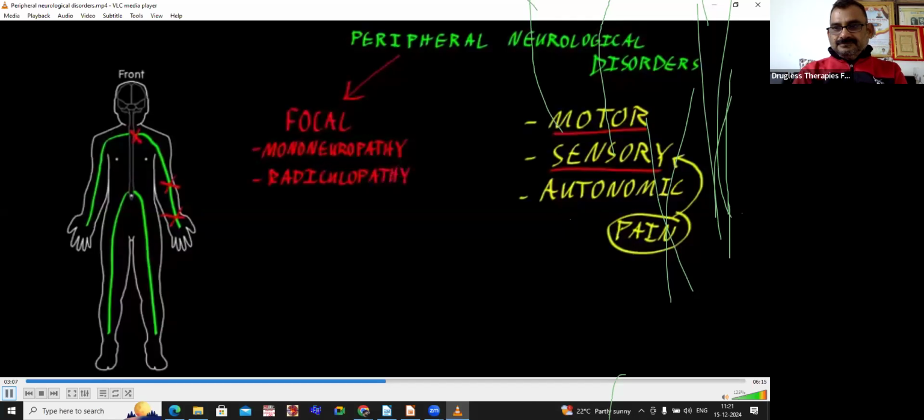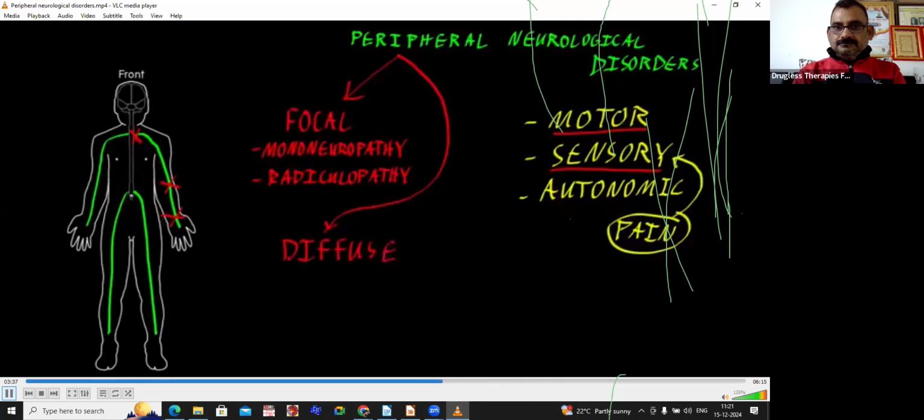And both mononeuropathy, where a single nerve has a focal abnormality out in the periphery, and radiculopathy, where a single spinal nerve has an abnormality, are both very common neurological syndromes. Now, in addition to focal lesions occurring from peripheral neurological disorders, we can also have diffuse lesions. Just write that over here. Diffuse lesions or diffuse abnormalities of the peripheral nervous system.